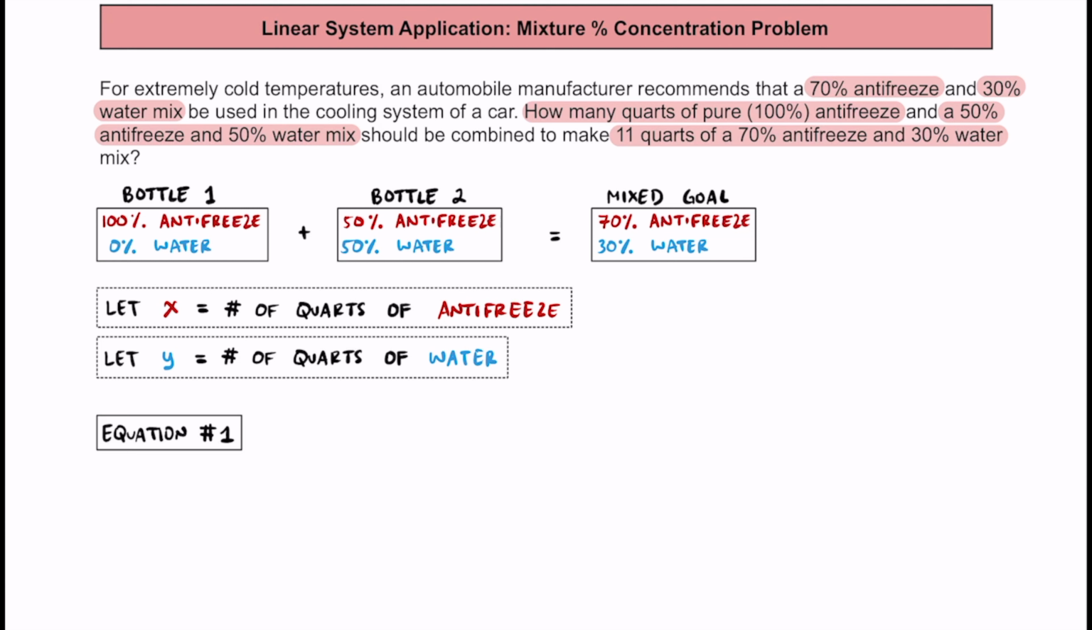For equation number 1, let's go ahead and write x plus y, and this is going to equal 11. Hopefully this makes sense because we're adding quarts of antifreeze with quarts of water in hopes of getting a total mixture of 11 quarts, because that's what we're being asked to do here. This first equation represents the total number of quarts.